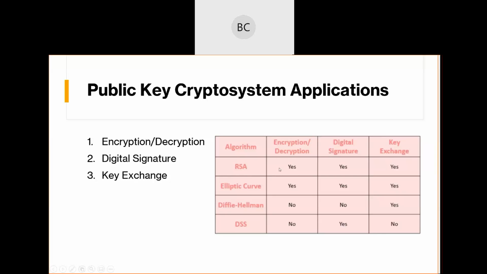RSA and elliptic curve implement all three features or applications. Diffie-Hellman is just one, and DSS is just the signature one. In the next class we will discuss RSA. RSA is the most well-known public key encryption method.